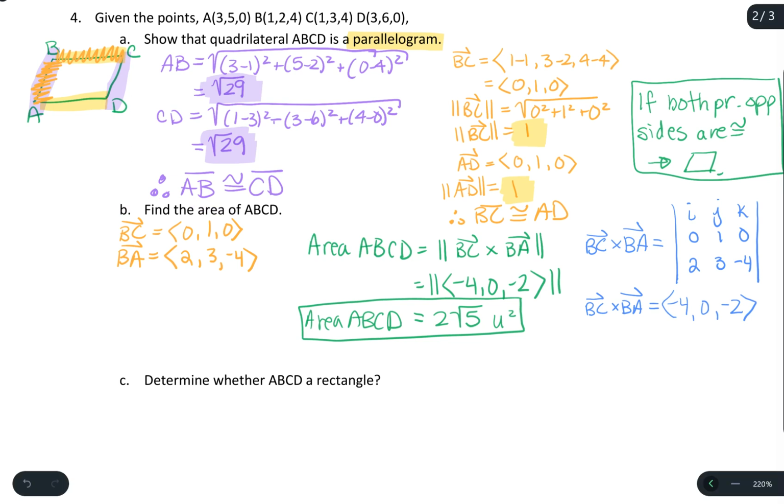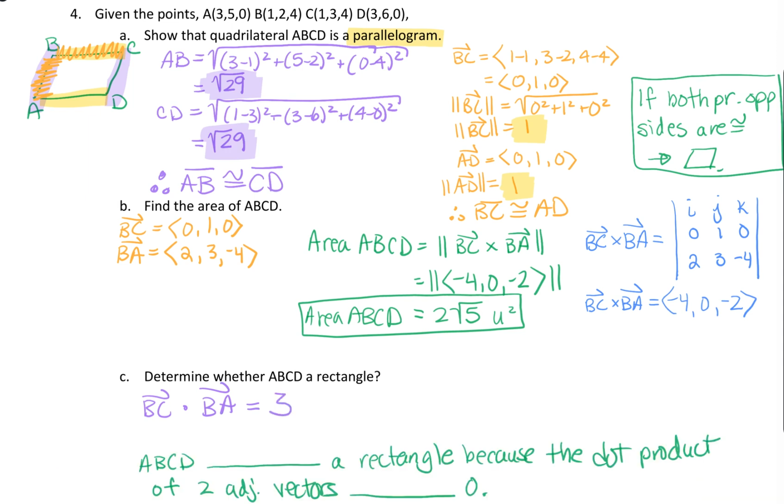So calculating BC dot BA. So vector BC dot vector BA, and we want to see what that is. So go ahead and do the calculation. All right, so you should calculate your dot product to be 3, and of course you'd show your work for that. And so then we can say that ABCD is or is not a rectangle, because the dot product of two adjacent vectors is or is not equal to 0.